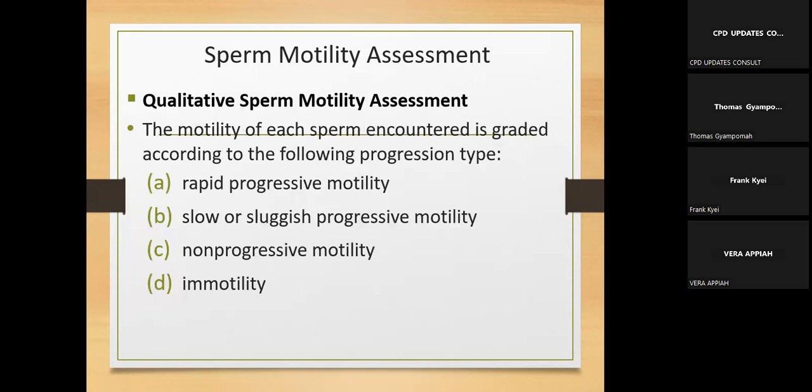So the qualitative sperm motility assessment can be graded as one, rapid progressive motility, slow or sluggish progressive motility, non-progressive motility, which will also be called a stationary motility, and immotility. Those who are footballers, sometimes they say that there's some players who stand play. What it means is that if they say play number 10, they are just standing at number 10 position. They will not even move. They will stand there. They want the ball to come to them before they move.